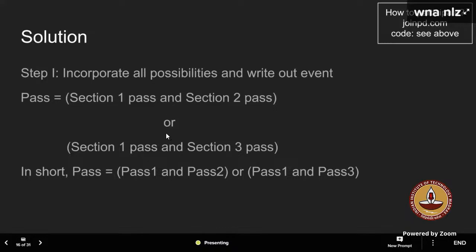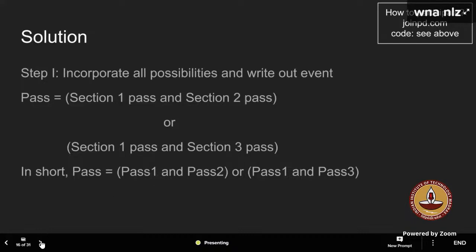Because it will be X or Y, right? Either this total event would happen, section 1 pass and section 2 pass, or section 1 pass and section 3 pass. So I can take passing in section 1 and section 2 all together as a single event, let's say X, and passing in section 1 and section 3 as Y. So the total probability of passing can be written as X union Y. Is there any doubt in this?